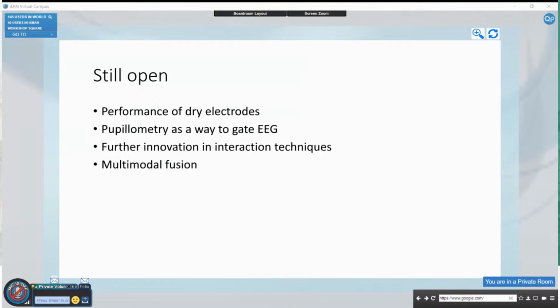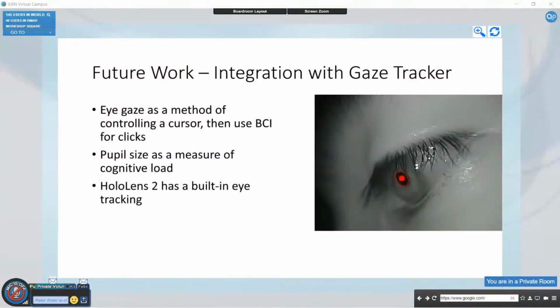Performance of dry electrodes is something we're very interested in, of course. Pupillometry is something that looks like it could be promising, and the integration with gaze trackers is something that's been mentioned a couple of times. Using pupil size as a measure of cognitive load could be very interesting, and I should note that HoloLens 2 has a pretty good built-in eye tracker that could be very interesting for these kinds of experiments.